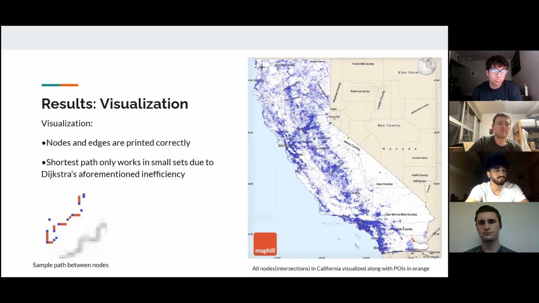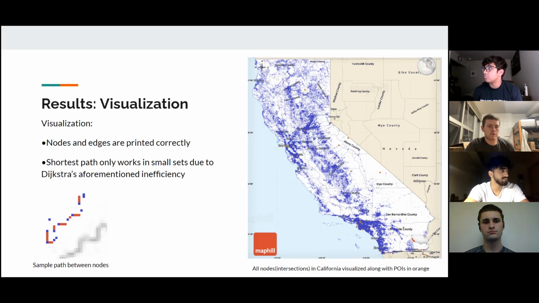And on the bottom left, I have a small sample path between nodes. So I basically just took random nodes and made a path between them just to show you what our path would look like. And it didn't work out perfectly. There are some gaps in our path that we couldn't quite fix, but it gives you a good idea of where the path is. And if it was on the whole state of California, the path would give you a good idea of where you would have to go.